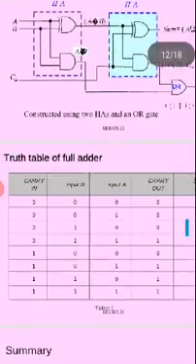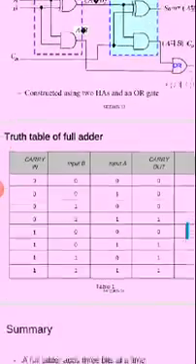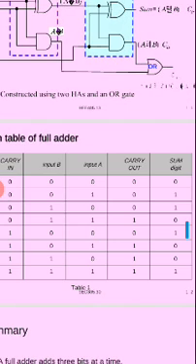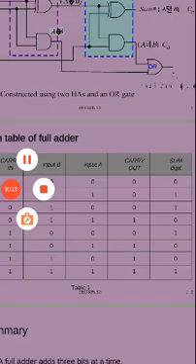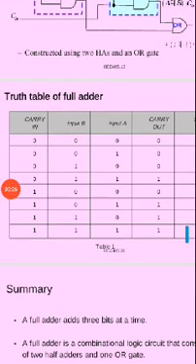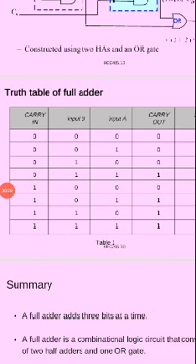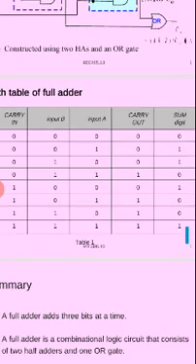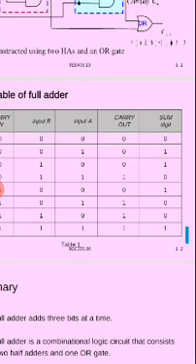Now we go for the truth table of the full adder. Here the same three inputs are shown: carry in, input B, input A. These are the three inputs, and two outputs, carry out and sum digit.